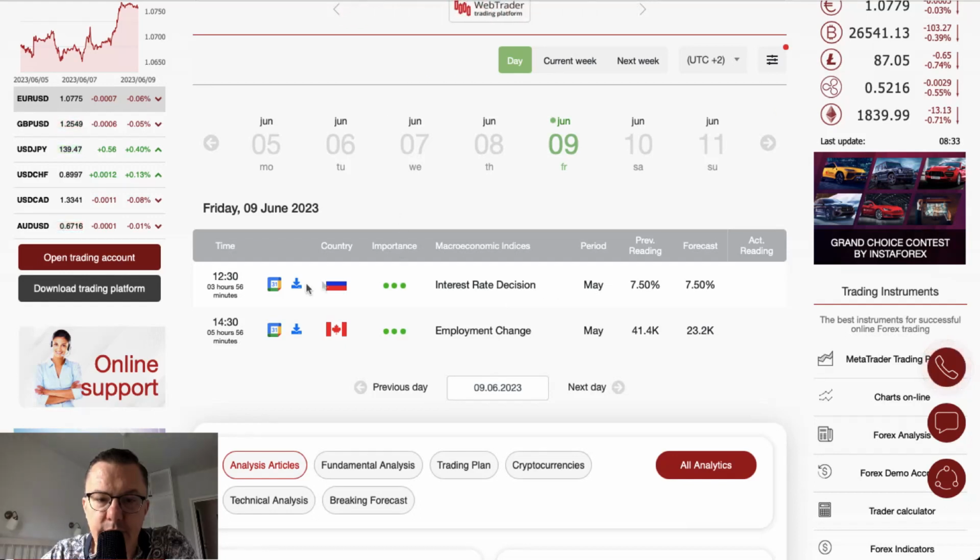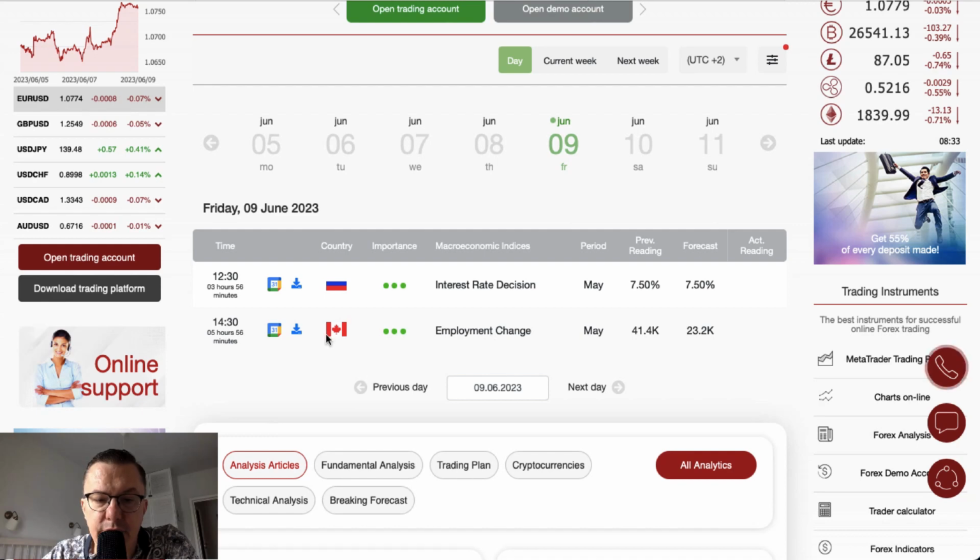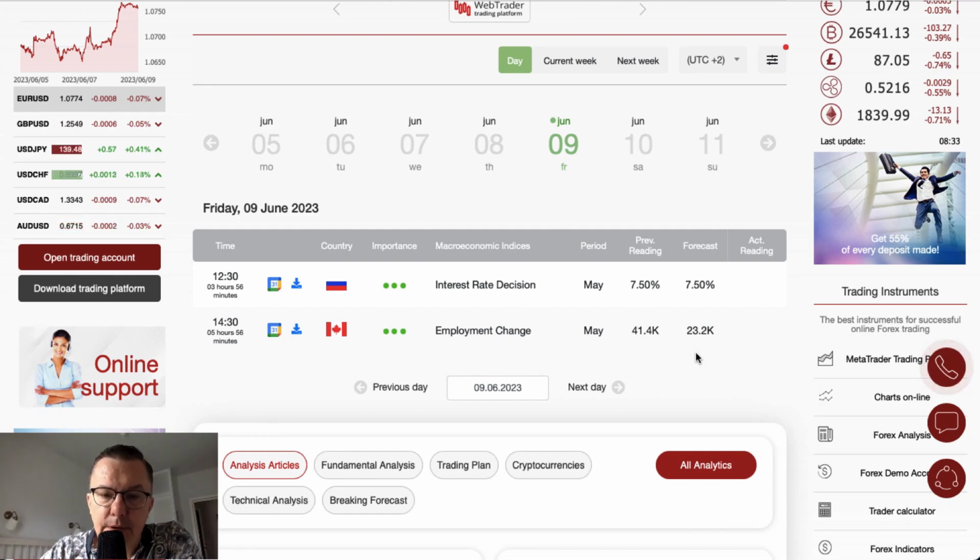Interest rate decision from the Russian Federation scheduled for release at 12:30. The actual reading is 7.5%. The forecast is 7.5% as well. Employment change data from Canada scheduled for release at 2:30, and market participants expect the employment change to drop from 41,000 to around 23,000 people. So, not too much data at the end of the trading week.